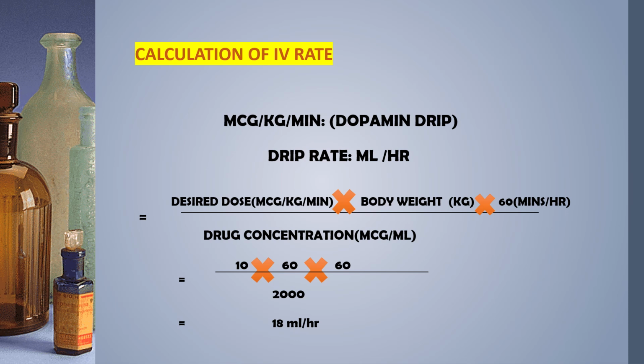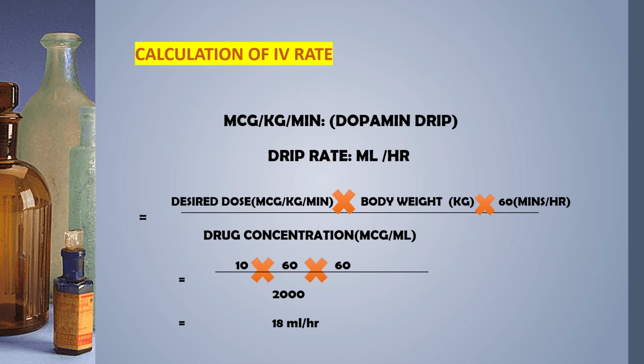Next is calculation of IV rate. I will discuss this with you in detail in another video because this is a bit different. Generally you will get orders for some medications like dopamine. The doctor will tell you to start at 5 microgram per minute. This will be the dose. Now, how do you do it? The dose will be a little different. The formula will be a little different.